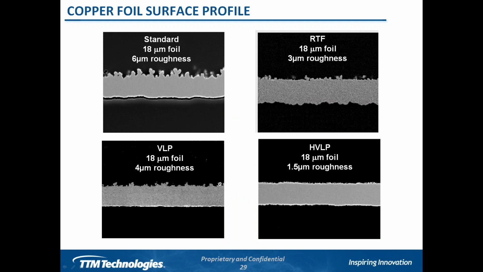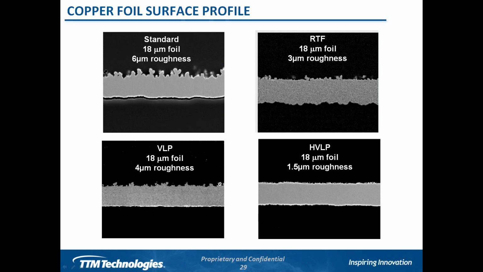This slide here kind of gives you a better indication of how rough some of these foils are. In all cases, the bottom side of these pictures would be what is exposed to the environment, so the top side would be what is pressed up against the laminate material. Standard foil would have a 6 micron roughness, and all those teeth that you see at the top left picture would be what is adhered to the laminate material.